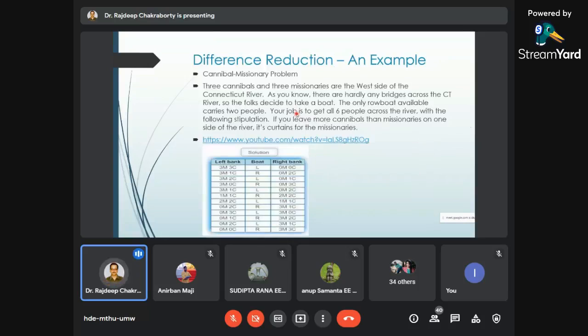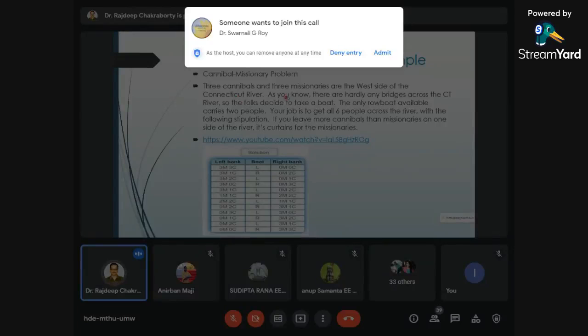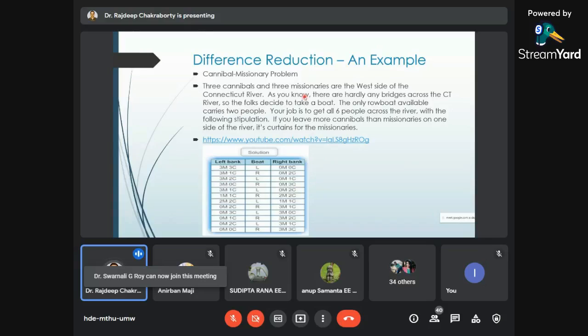Now, in difference reduction, you are breaking the problem into sub-goals and solving them one by one. One of the greatest examples is the 3 cannibals and 3 missionaries problem. You have 3 cannibals and 3 missionaries on one bank, and if the number of cannibals exceeds the missionaries, then the cannibals will eat or kill all the missionaries. Now, how will you successfully transfer all the cannibals and all the missionaries from one bank to the other? This is a famous example of difference reduction.